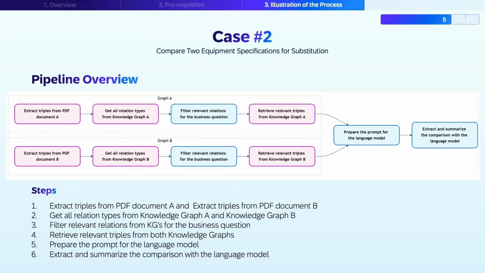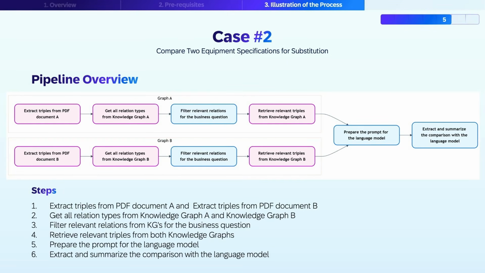In this second business case, we focus on a procurement expert tasked with evaluating whether a new industrial motor, motor B, can reasonably replace an existing motor A. This is a common situation in industrial procurement where decisions must be based on detailed technical specifications that typically are buried in manufacturer PDFs. Key criteria include power ratings, efficiency, insulation class, and more.